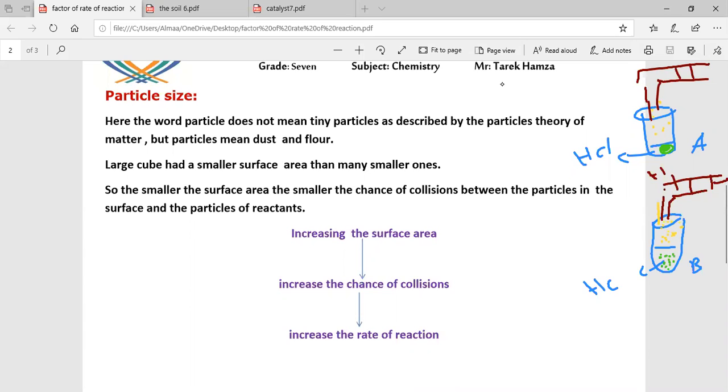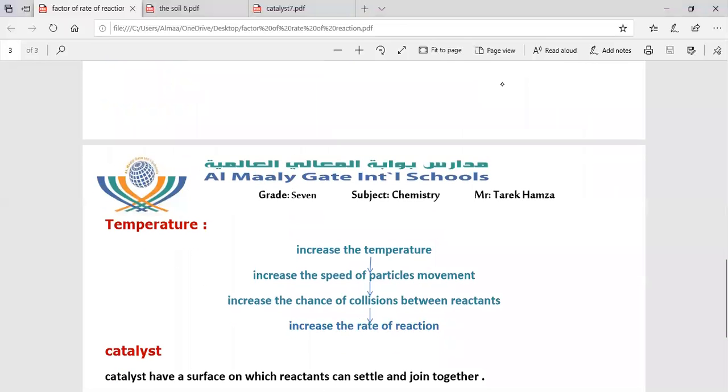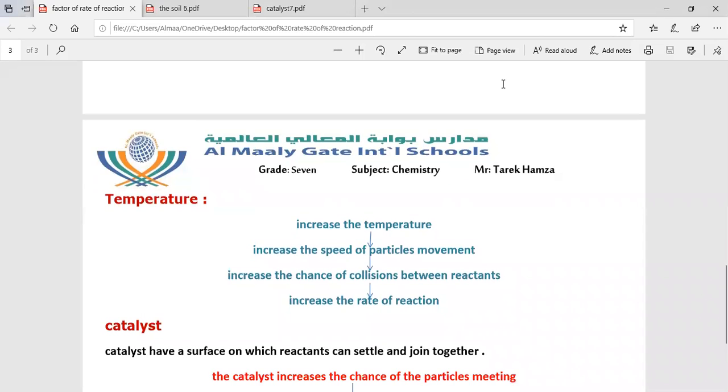Now, the next point: temperature. We can explain the temperature and its effect on the rate of reaction by this following diagram. Increase the temperature, okay? Increase the speed of particle movement, so increase the chance of collisions between reactants, so increase the rate of reaction.